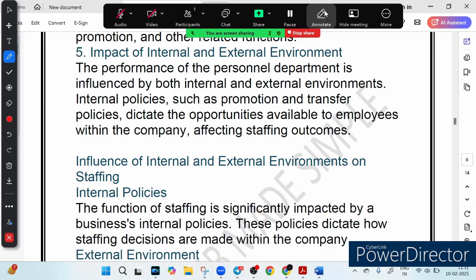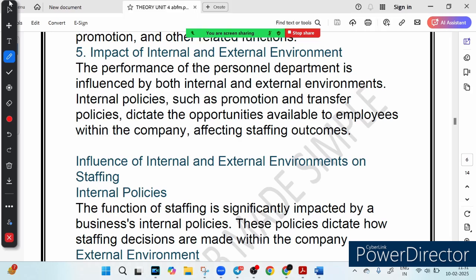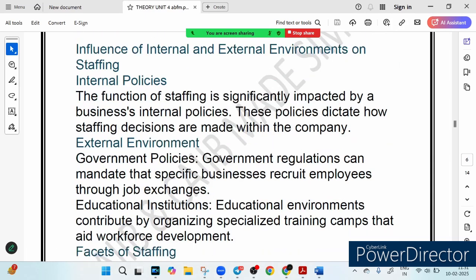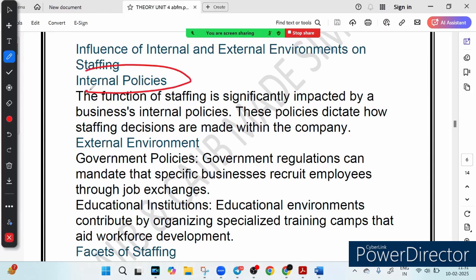So friends, staffing is influenced by many factors inside and outside the organization. So let's discuss the factors which influence it. First of all, let's talk about internal policy. Think of this as the company rule book. These rules decide how hiring, promotion and transfers are managed. For example, a policy might say that current employees get preference for promotion, so managers have to follow this guideline while staffing, right? How staffing decisions are made, that is called internal policy.